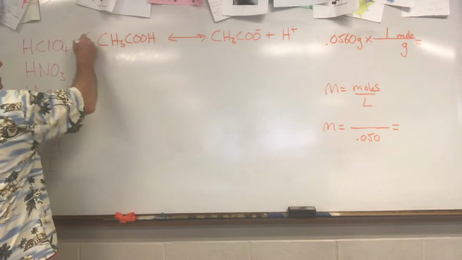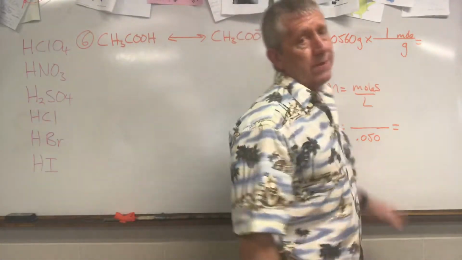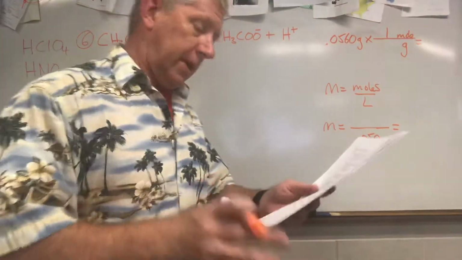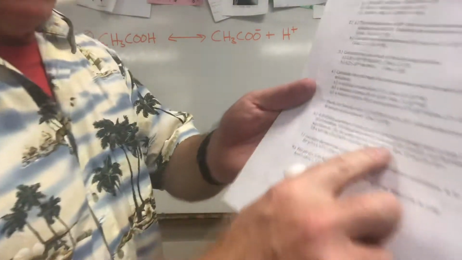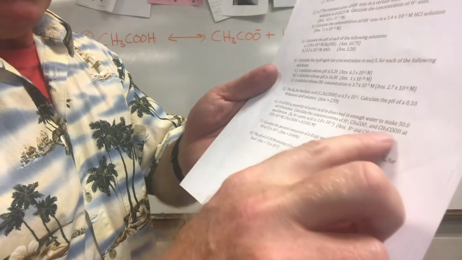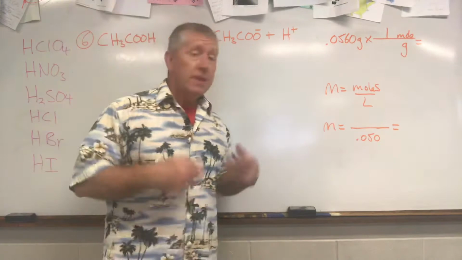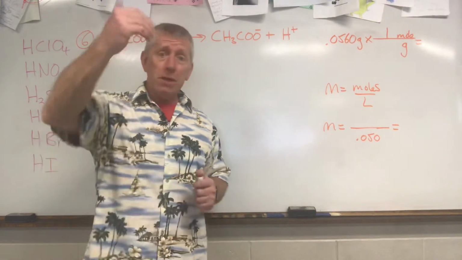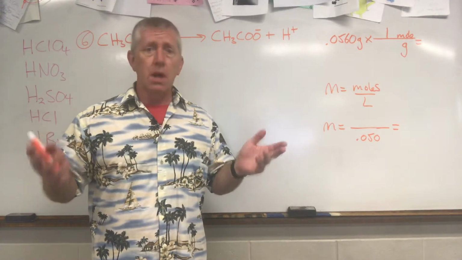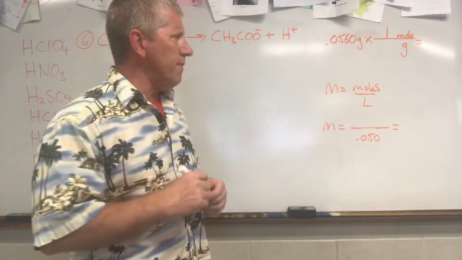Now, I took the liberty of writing out some stuff because I knew we were going to have to do this. We need to do an ICE chart. Why? Because look what the question's asking. It says calculate the concentrations of H, the acetate ion, and the acetic acid at equilibrium. If you need a concentration, like we did in the last problem when we needed the concentration of hydrogen, you've got to set up an ICE chart.